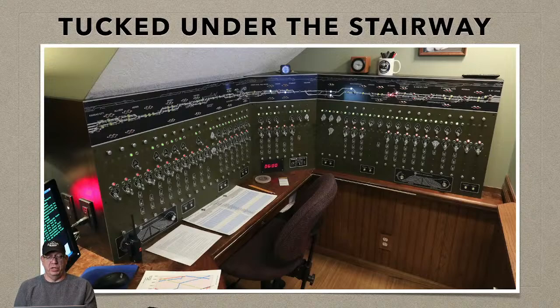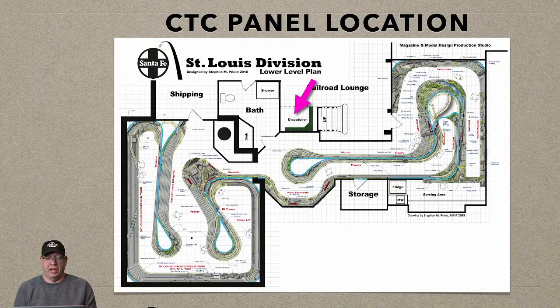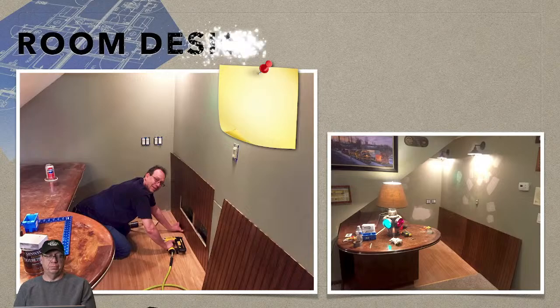So we designed basically a table system, kind of a table and then a panel that sat and tucked in up underneath that stairwell. Here's the track layout of the railroad, and if you'll notice where that pink arrow is, that's the dispatcher that sat underneath the stairs out in the railroad lounge. So, in order for the dispatcher even to see the railroad in real time, he'd have to stand up, walk around the stairway, open a door, and go into the railroad room. So he actually was removed physically from the layout.